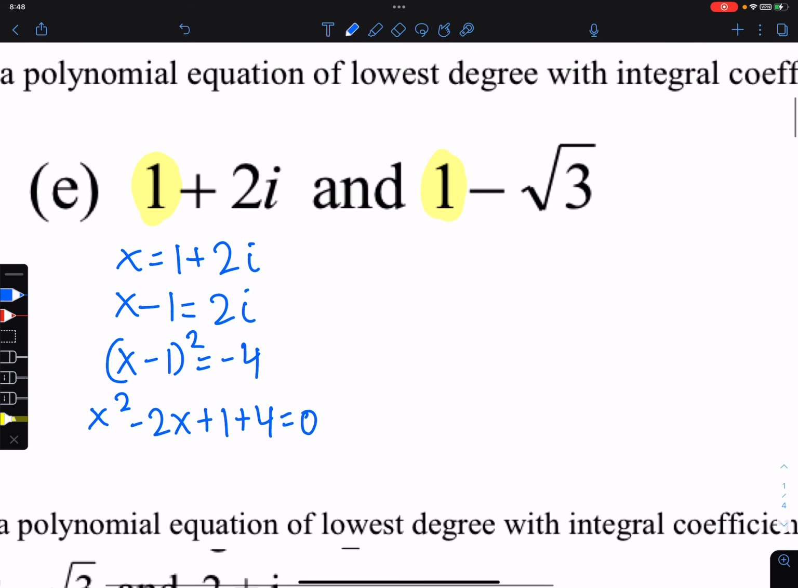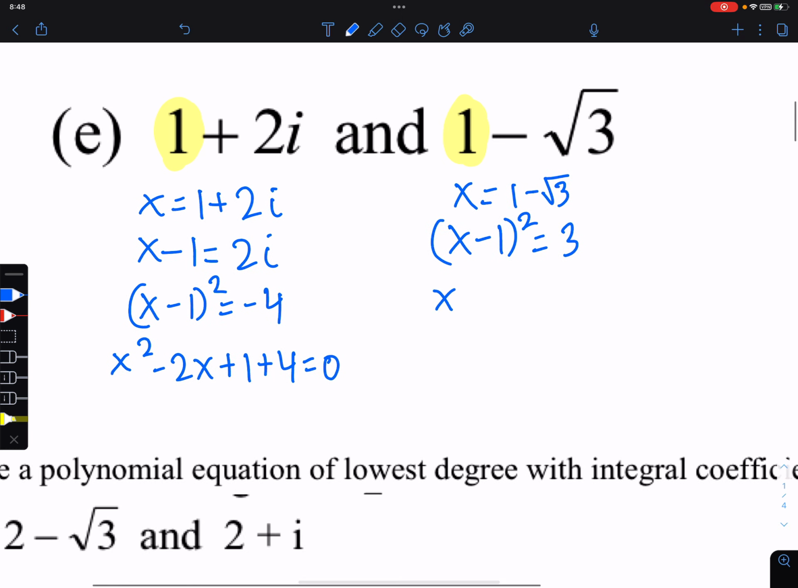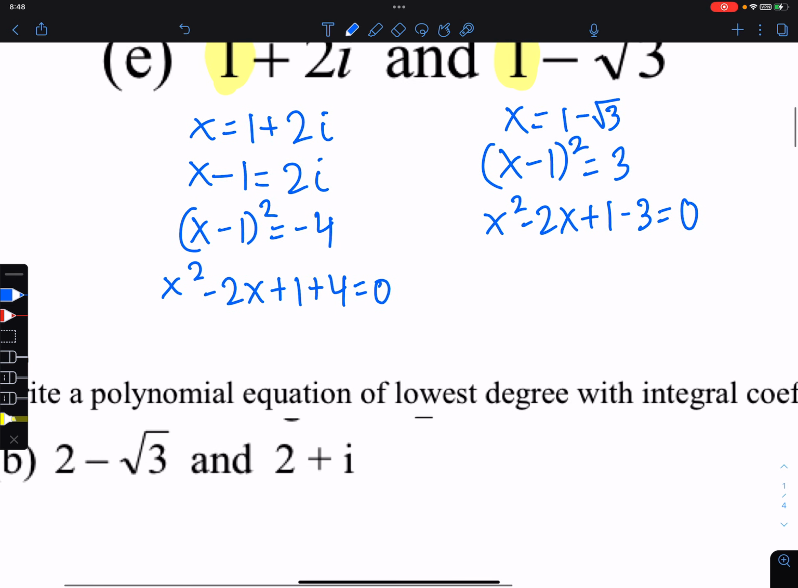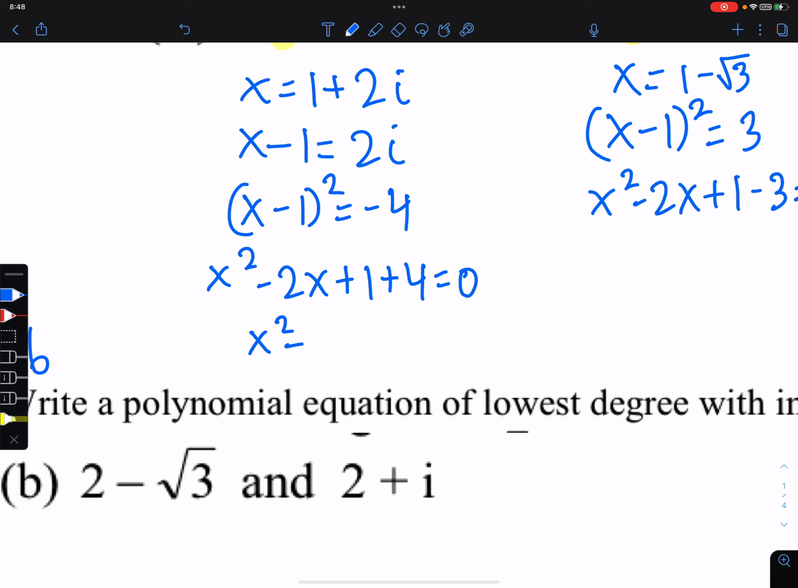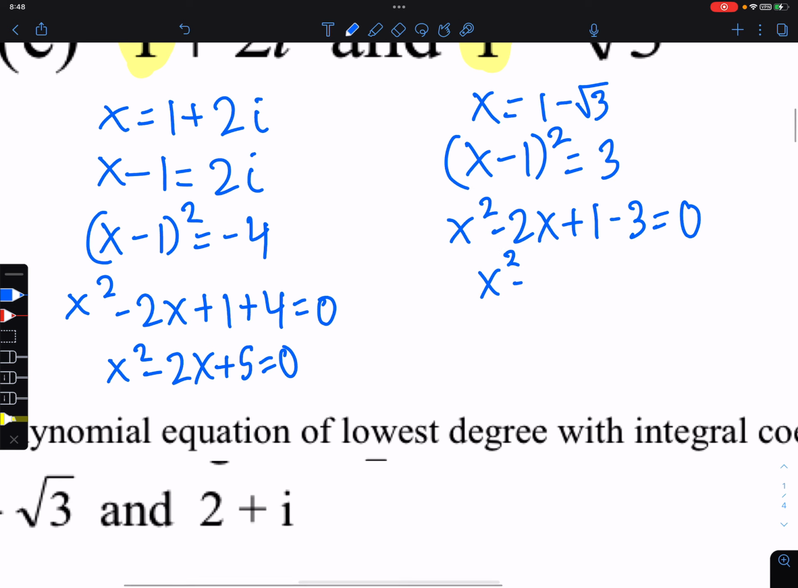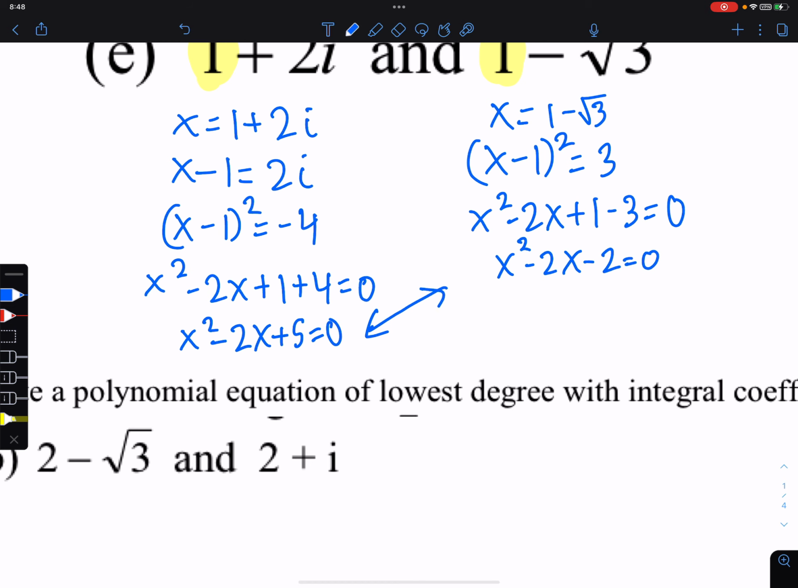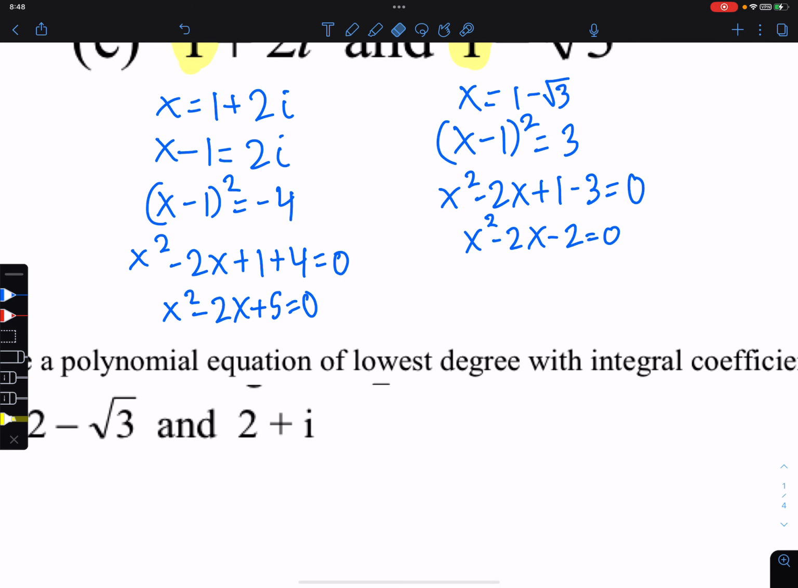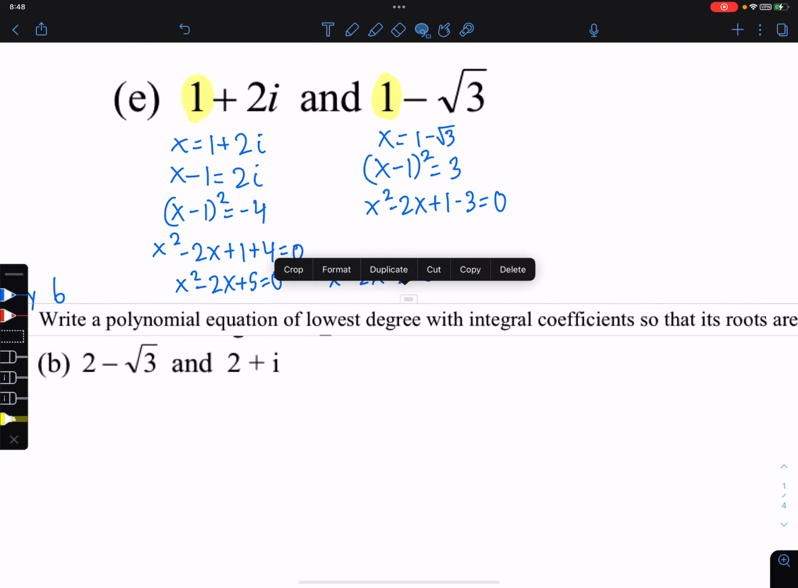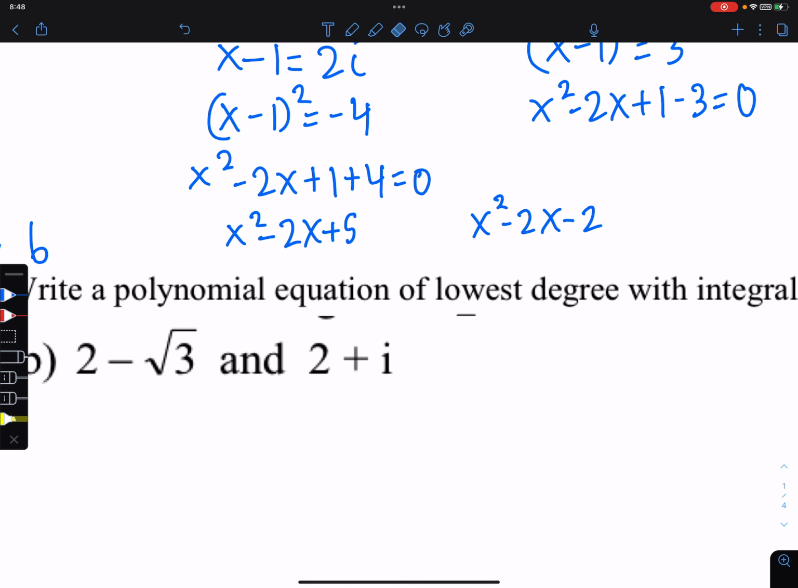And then here you also do x is equal to 1 minus root 3, x minus 1. I'm going to skip some steps here. x squared minus 2x plus 1 minus 3 is equal to 0. If you look at the expressions that we get, on the left hand we get plus 5, and on the right we get x squared minus 2x minus 2 equals 0. We'll have to multiply these together, right? And so I'll just move them together and erase the equals 0.